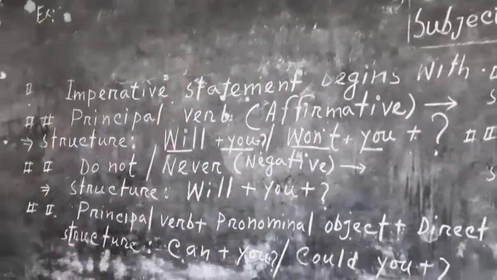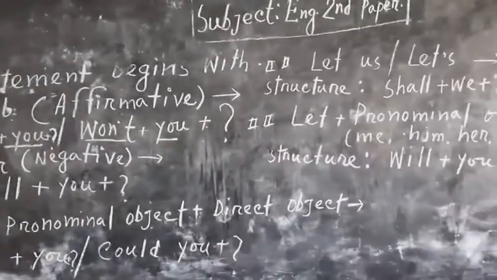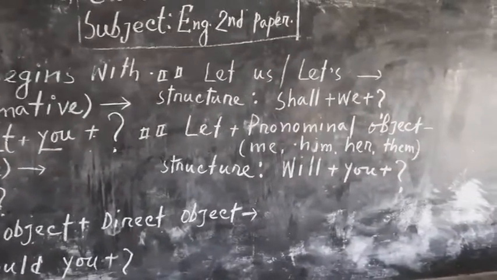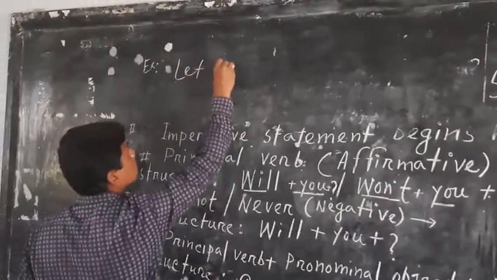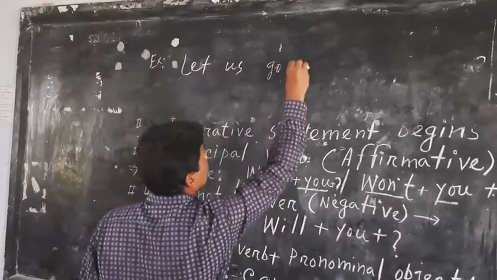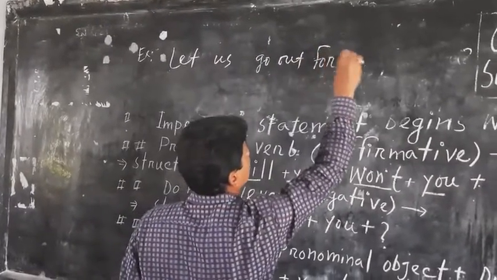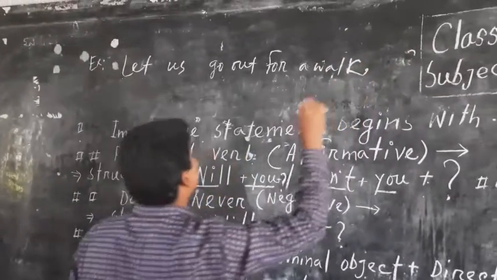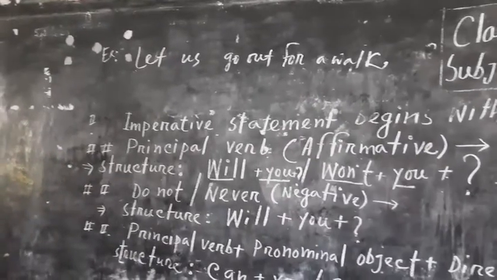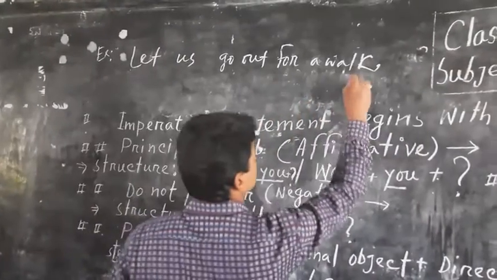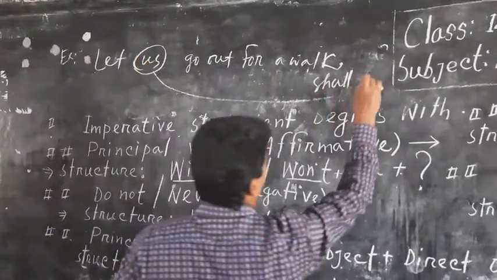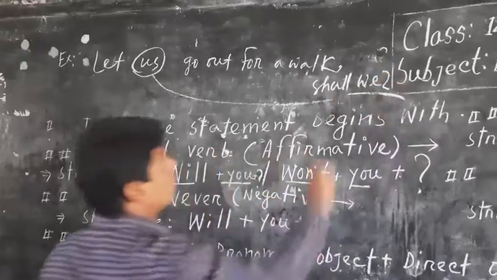Like, if the statement begins with let us, we have to make it a question by using shall plus we. In that case, we have to take help of the modal auxiliary verb shall and subject in form of we.